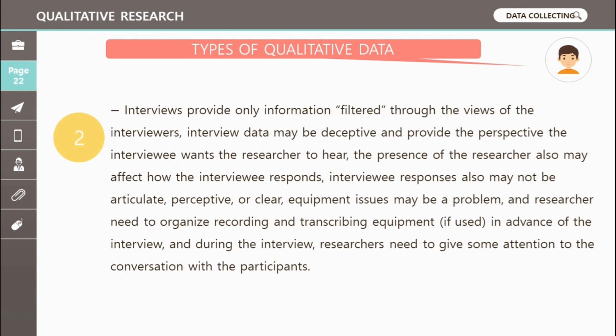The disadvantage of interviews is that they provide only information filtered through the views of the interviewees. Interview data may be deceptive and provide the perspective the interviewee wants the researcher to hear. The presence of the researcher also may affect how the interviewee responds. Interview responses also may not be articulate, perceptive, or clear. Equipment issues may be a problem, and researchers need to organize recording and transcribing equipment, if used, in advance of the interview. And during the interview, researchers need to give some attention to the conversation with the participant.